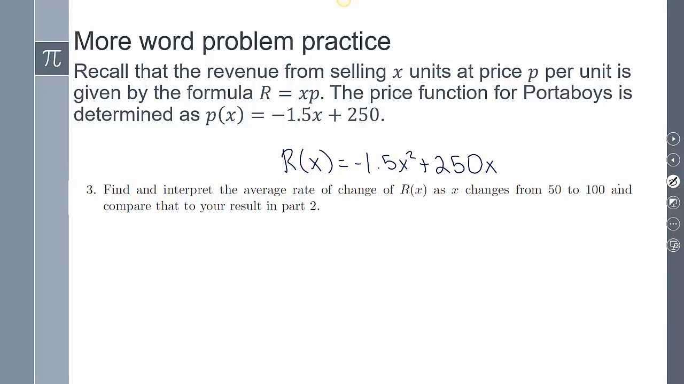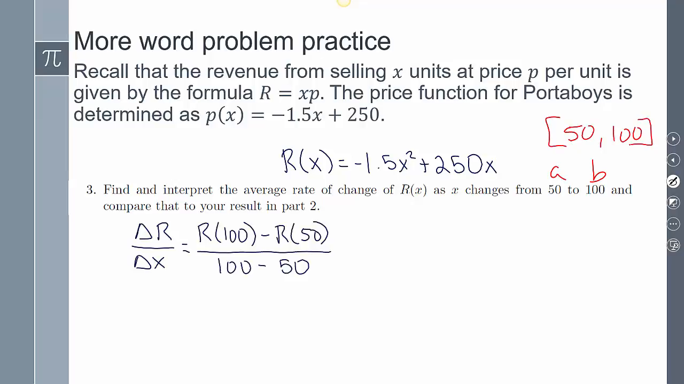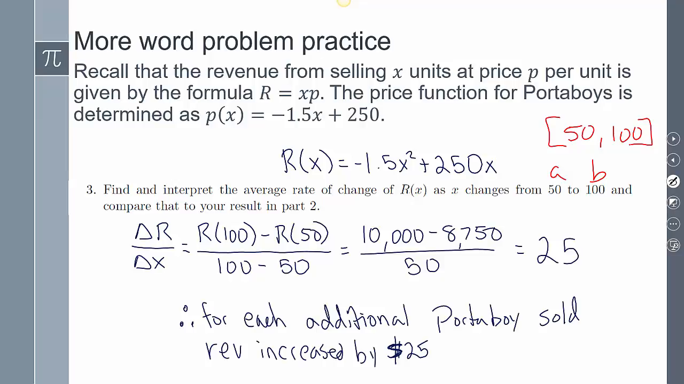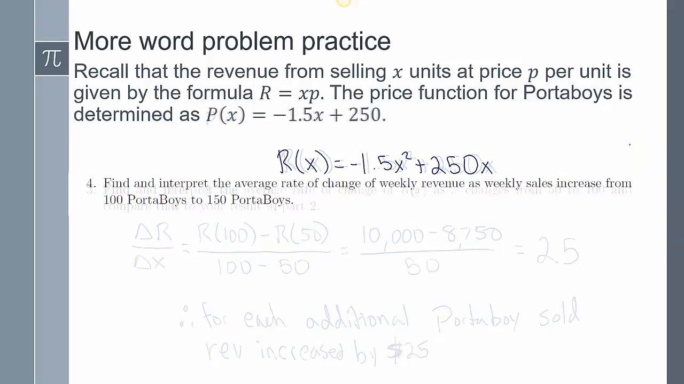And then the third, it says find and interpret the average rate of change of R of x as it goes from 50 to 100. So this is now going to be my a, and this is going to be my b. So my interval is going to be 50, 100. And so now plugging those in, R of 100 minus R of 50 over 100 minus 50. Enter all that in your calculator, simplify, and you get 25. Now, for every additional Portaboy sold within that range, it's going to be an increase of $25. So it's actually less. So that means to increase the demand, I really had to lower the price.